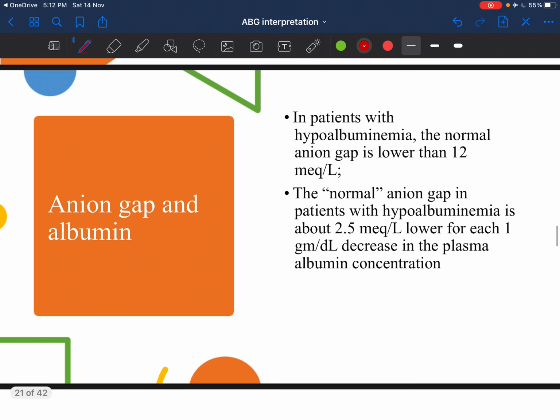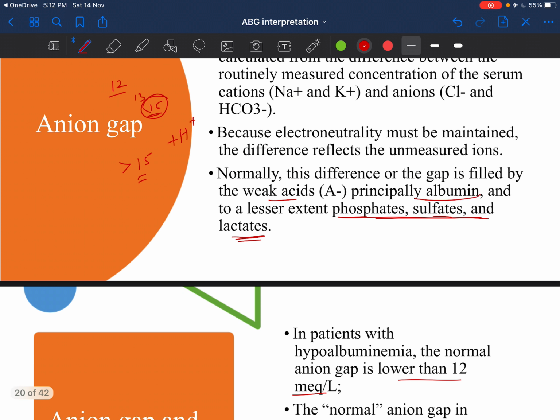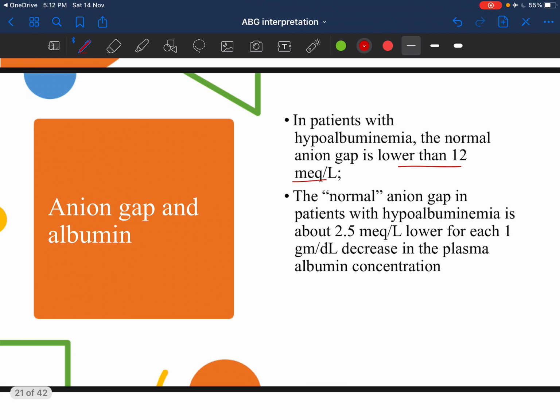Also, another point for you to remember is, in patients with hypoalbuminemia, normal anion gap will be lower than that of 12, because one of the main reasons for anion gap is albumin. Okay, the principal reason for your anion gap is albumin. And the normal anion gap in a patient with hypoalbuminemia is 2.5 milliequivalent per liter lower for each 1 gram per deciliter decrease in plasma albumin concentration. So, you need to correct your anion gap if your patient has hypoalbuminemia.